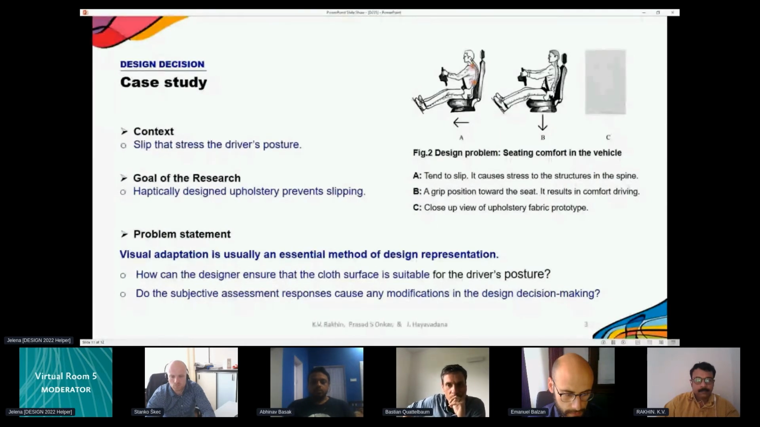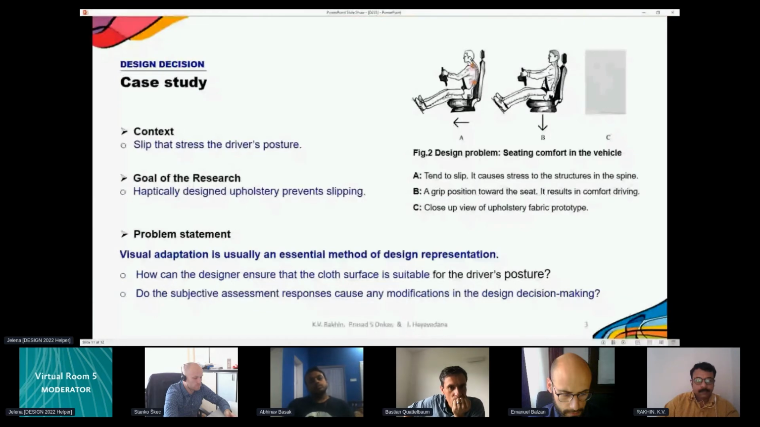At the same time, visual adaptation is usually an essential method of design presentation. If so, we have raised two questions here. How can the designer ensure that the fabric surface is appropriate for the driver's posture? Do the subjective evaluation reactions lead to change in the design decision?